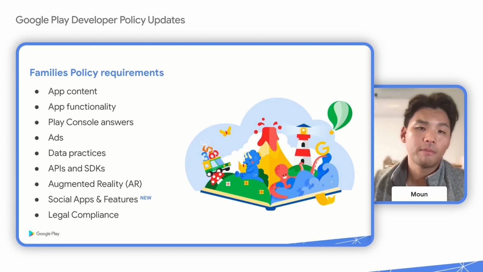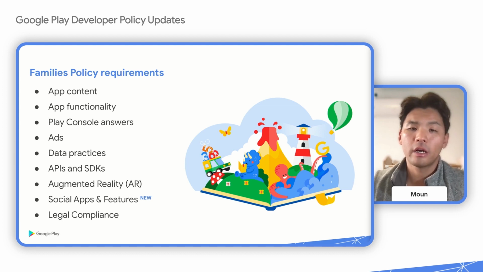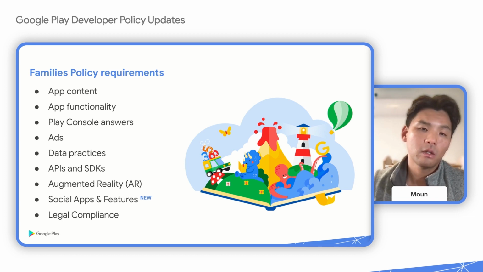So let's now go deep dive into the families policy requirements. Please remember that if one of the target audiences for your app is children, you must comply with these requirements. Failure to do so may result in app removal or suspension. So let's take a closer look at each of these requirements in the next slides.